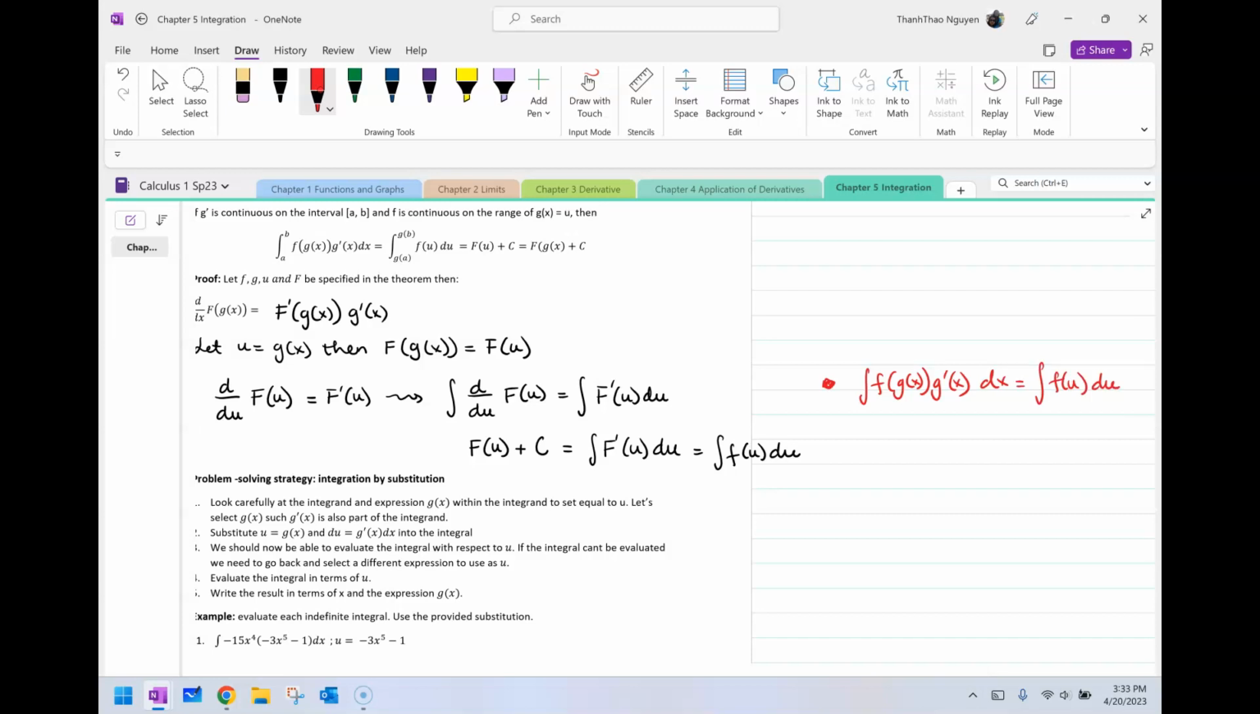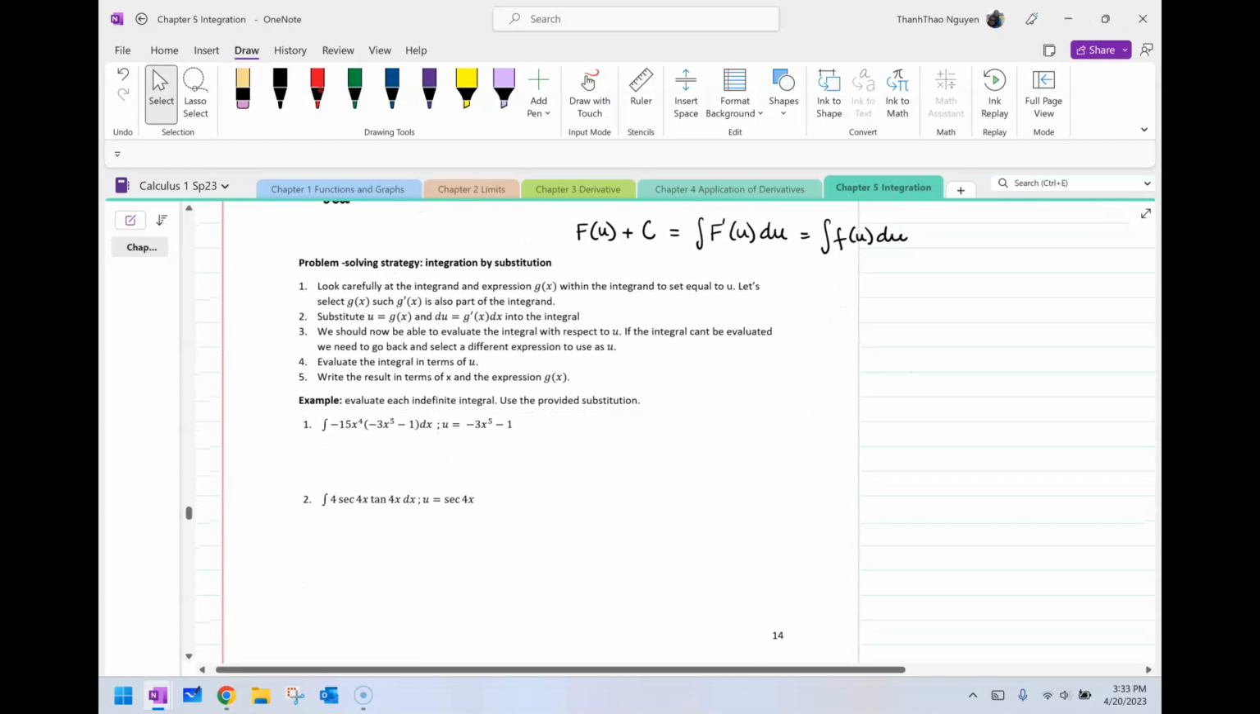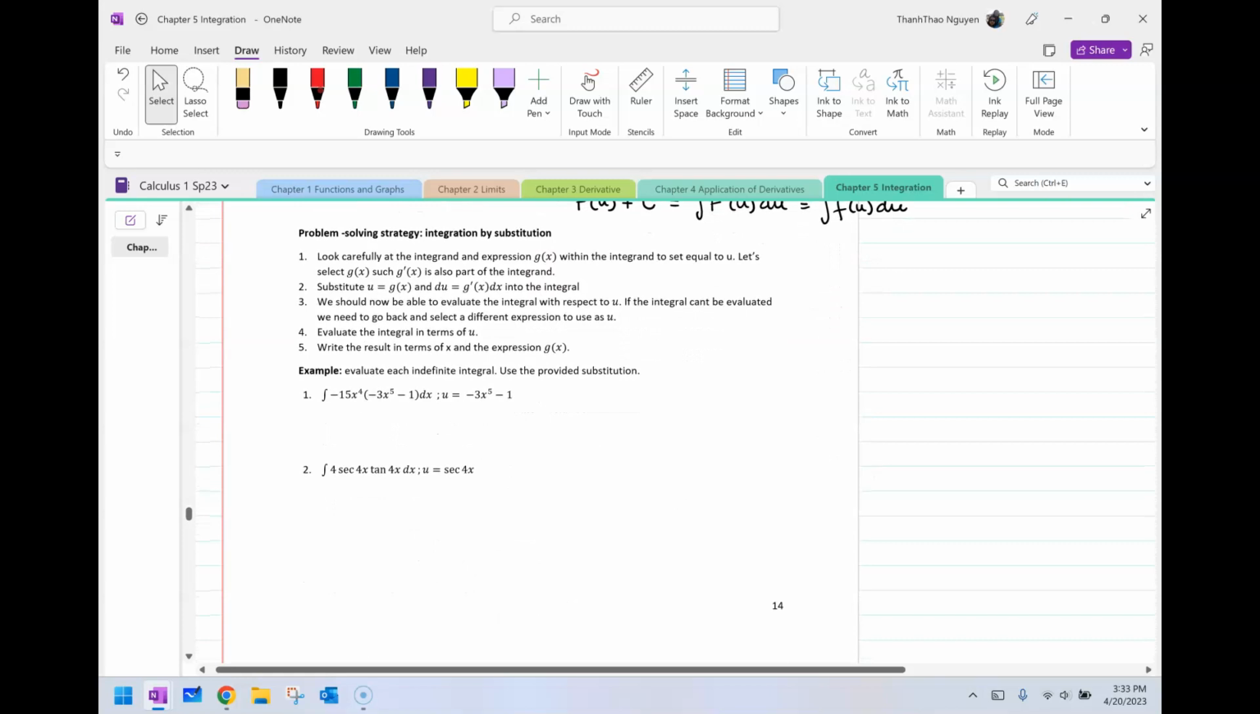Let's see how we can put that into practice. Problem solving strategy, integration by substitution. First, we look carefully at the integrand and find an expression g of x within the integrand to set equal to u. Let's select g of x so that g prime is also part of the integrand, and you see this more when you start doing this type of problem more. Substitute u equal to g of x and then take the derivative of both sides, du equal g prime of x dx.